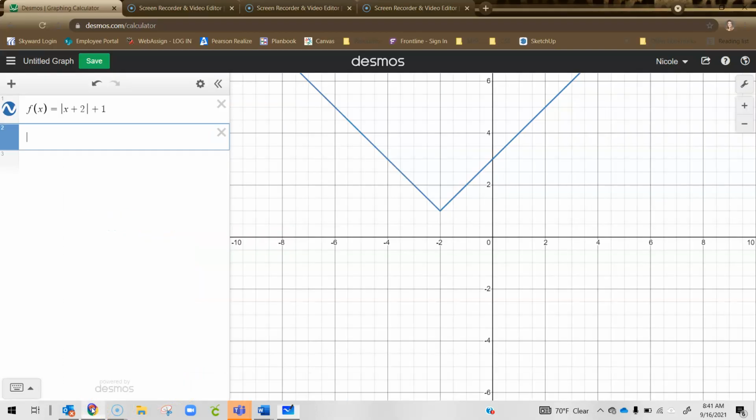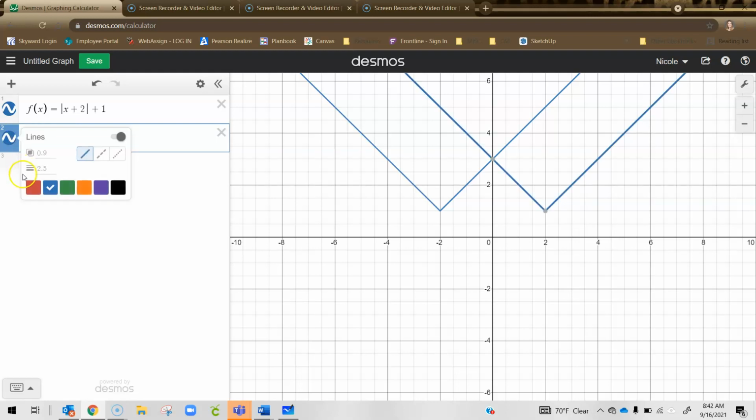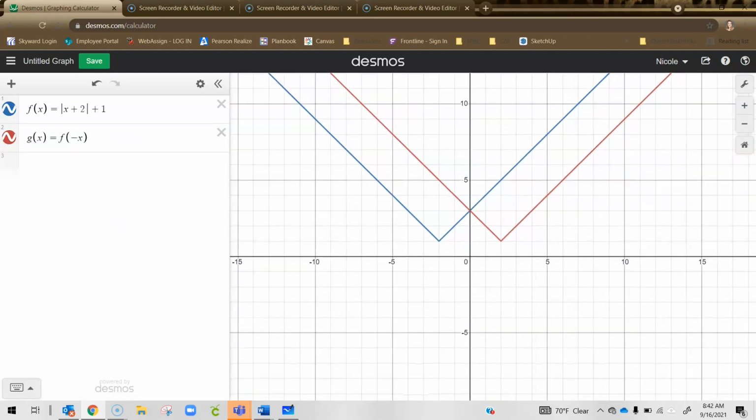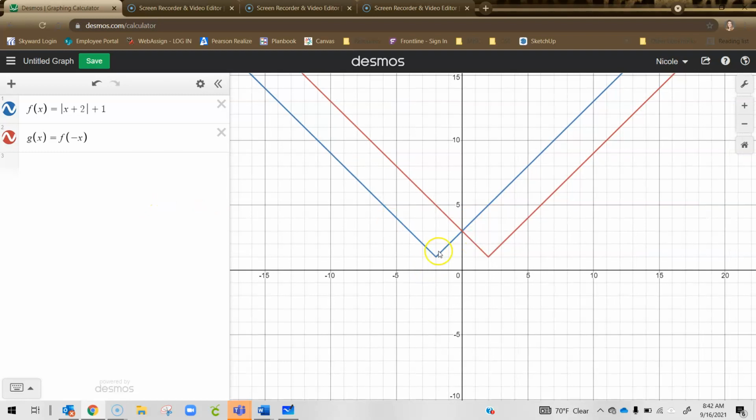So we're going to use Desmos to show this, and we have the absolute value of x plus 2 plus 1 graphed already in blue. What I'm going to do to get g of x is plug a negative into x. I'm going to change this red just to help us see that. Okay, so now you can see that our original blue function is folded over the y-axis, which makes a horizontal reflection.